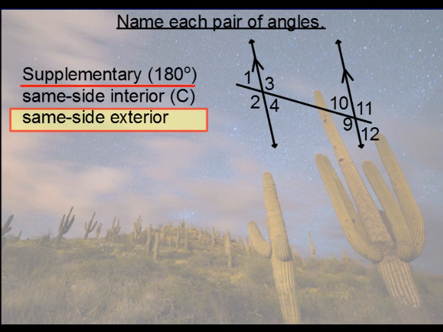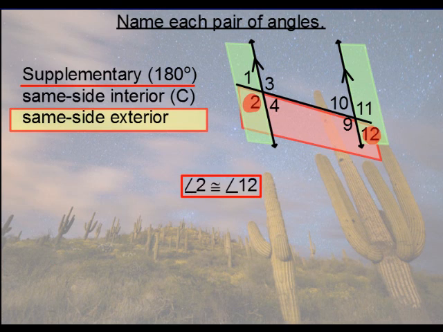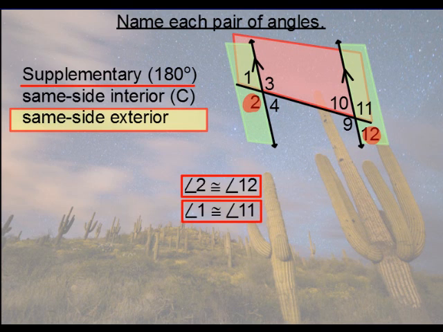What about same side exterior? Well, yes, we mean the same side of the transversal. So let's say we're talking about this side. The exterior, remember, is that side. So the part that overlaps, 2 and 12, that would be a pair of same side exterior angles. Do you see another pair? I'll give you a hint. Which ones overlap here? If you guessed 1 and 11, you guessed correctly. Then again, I'm sure that you weren't really guessing. Hopefully by now you've figured out the pattern to this and how the words give us a hint on what to look for.